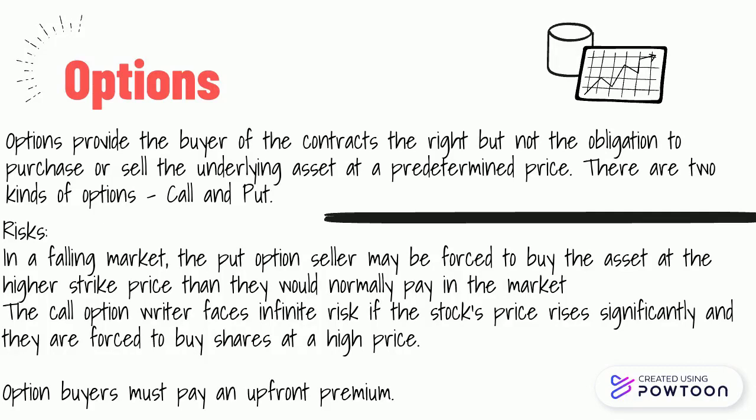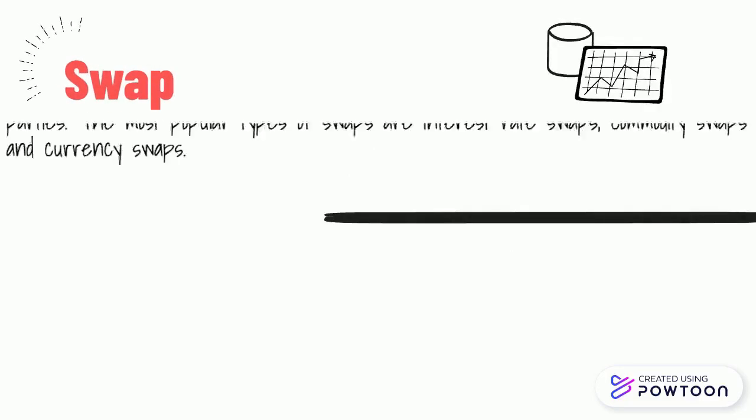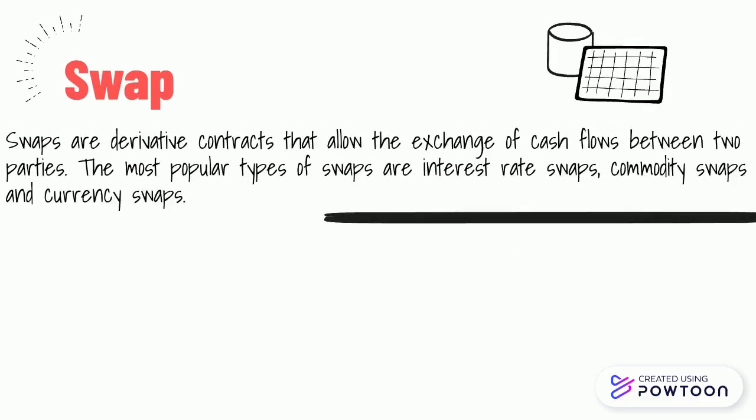The last derivative product is swaps. Swaps are derivative contracts that allow the exchange of cash flows between two parties. The most popular types of swaps are interest rate swaps, commodity swaps and currency swaps.